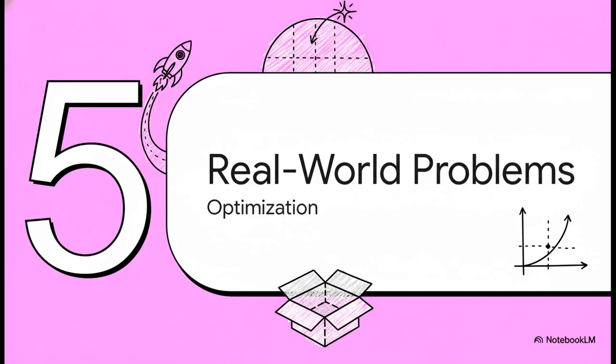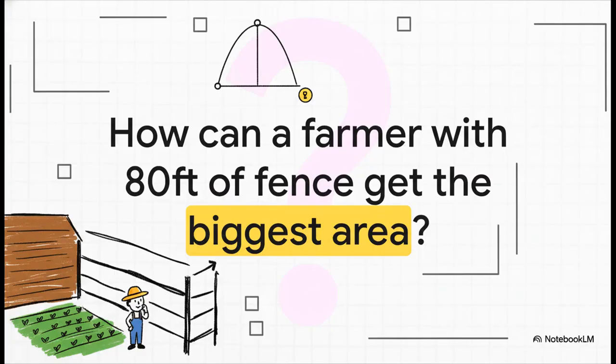So why do we even care so much about finding this one point? Is it just a math exercise? Nope. It's a tool for optimization, for finding the absolute best possible outcome in a real-world situation. Let's look at a classic example. All right, picture this. A farmer has exactly 80 feet of fencing. She wants to make a rectangular garden, and she's being clever by using an existing wall for one of the sides. So the big question is, how can she arrange that fence to get the biggest possible garden area? This is an optimization problem, and the vertex is our solution.